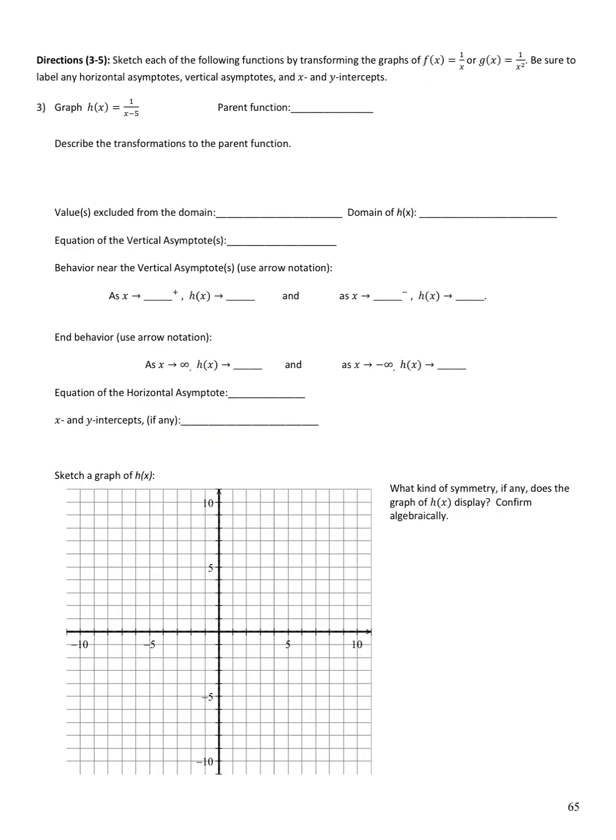Okay, we're going to sketch each of the following functions by doing a transformation of either 1 over x, which, just to remind you, looks like this, or 1 over x squared, which looks like this. So I'm going to transform those two parent functions in each of these cases. So number 3, I have h of x equals 1 over x minus 5. So my parent function is 1 over x.